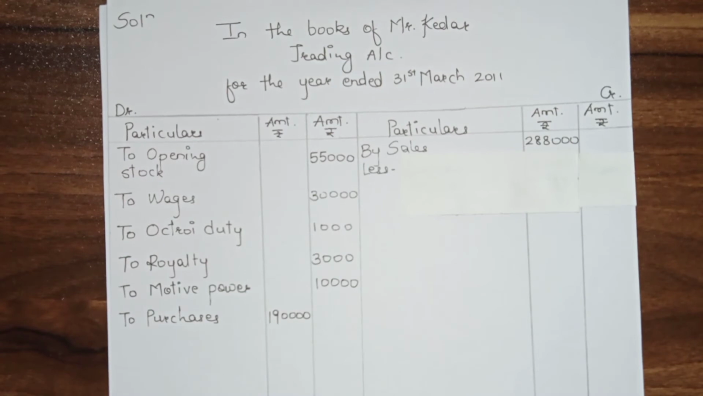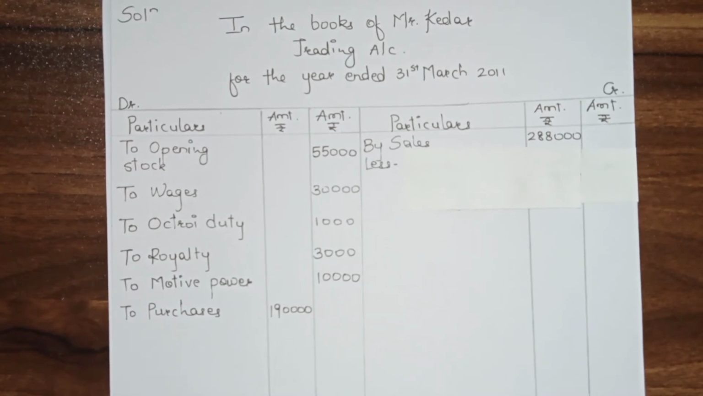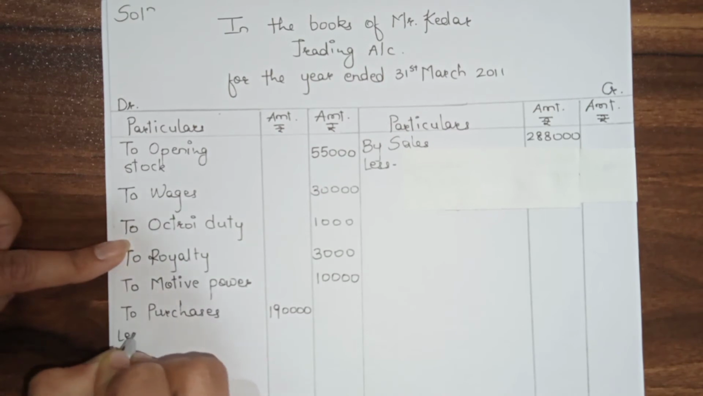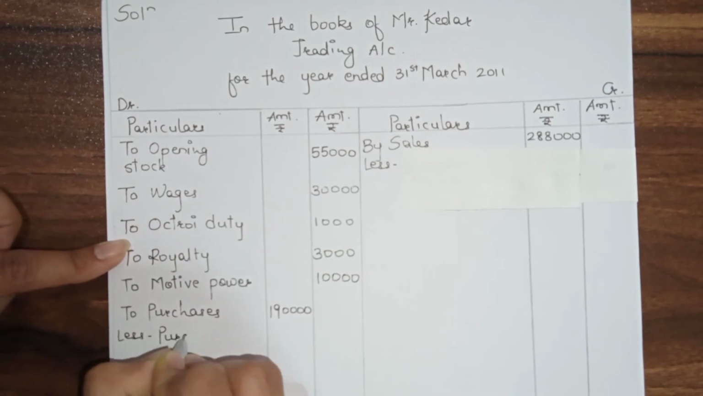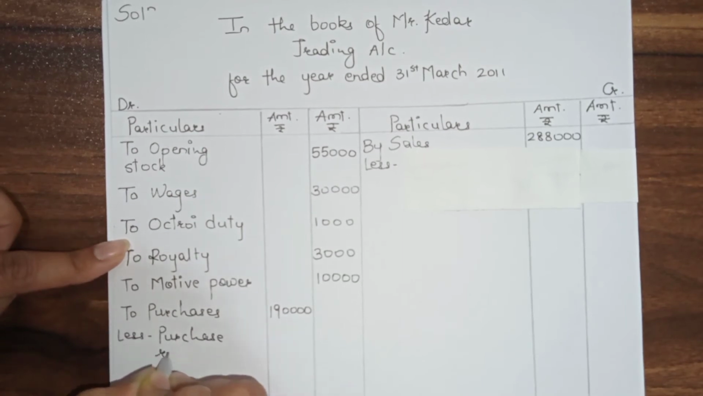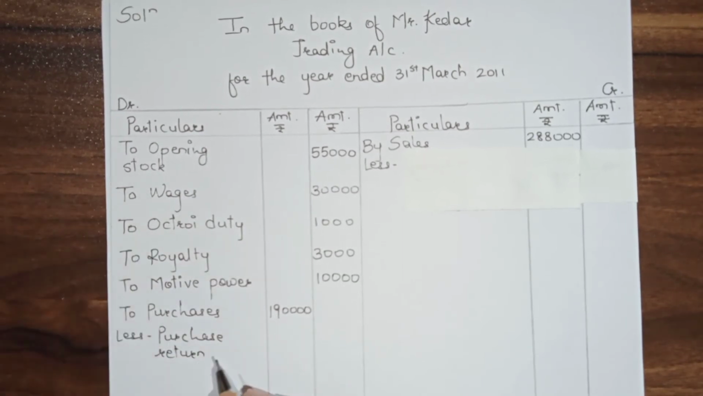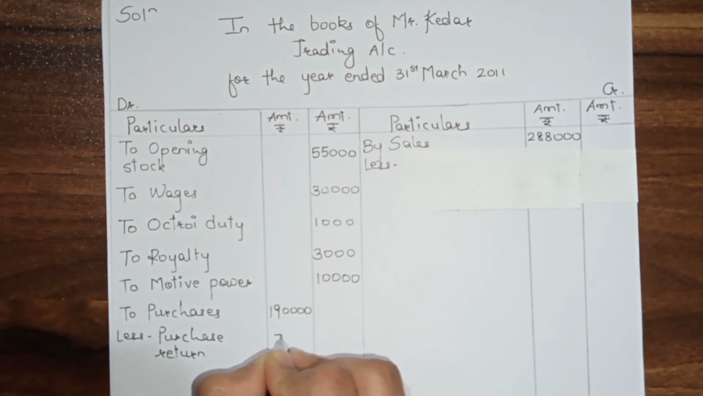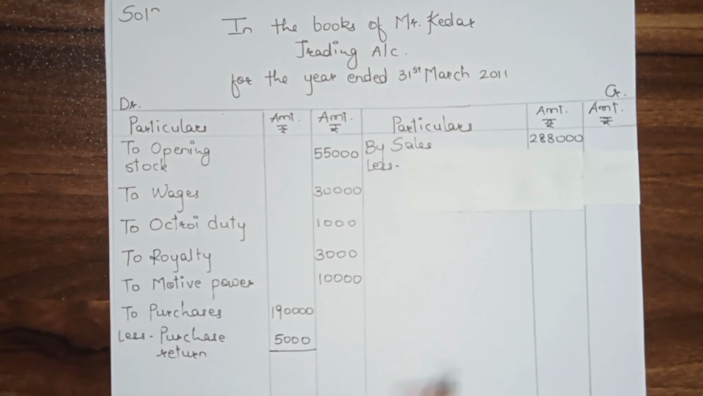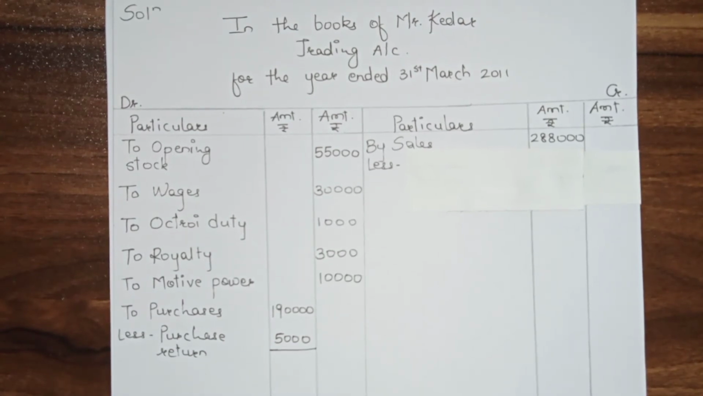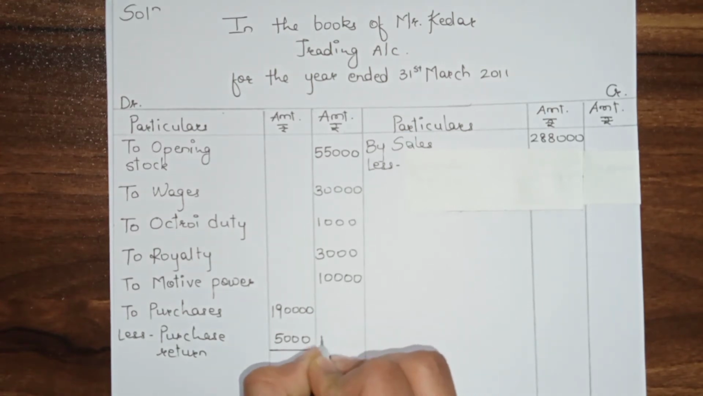Okay, now adjustment, we will take the adjustment, less purchase returns amount rupees 5,000. We are solving it firstly in the inner side, that is we will subtract it and write down the final amount in the outer column. So minus 5,000 from 1,90,000, you will get the answer 1,85,000.